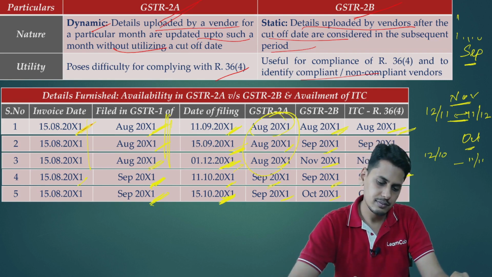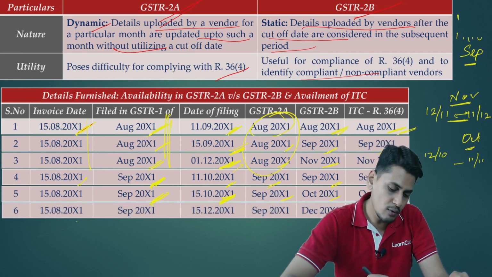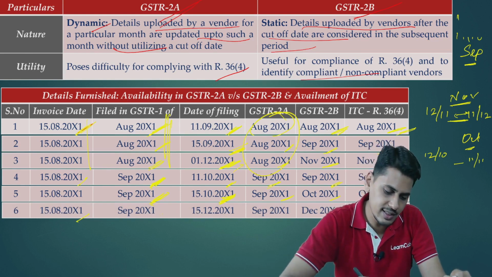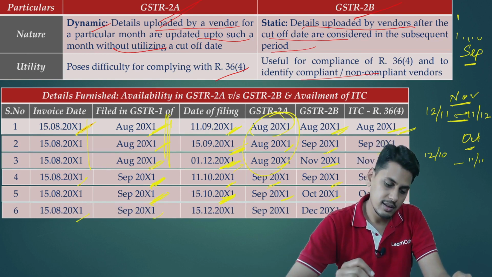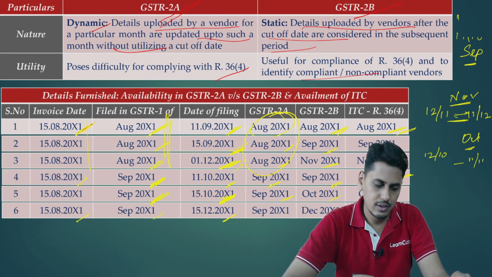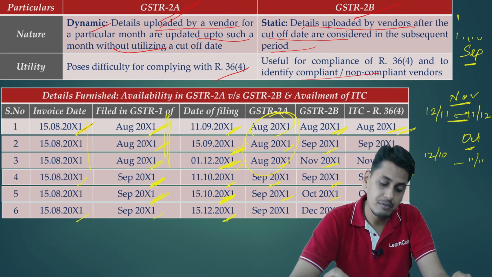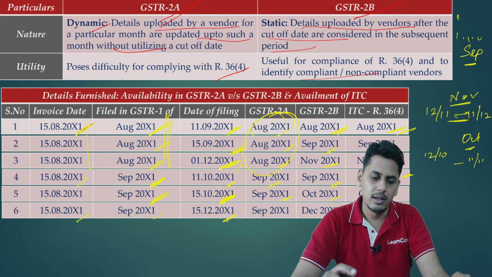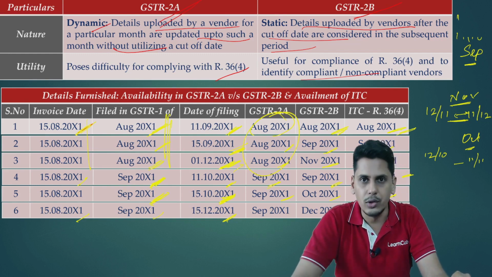Yes. Next case, invoice dated 15th August, filed in GSTR 1 of September. But this is filed on 15th of December. GSTR 1 of September is filed on 15th of December. In which month GSTR-2A it is going to appear?